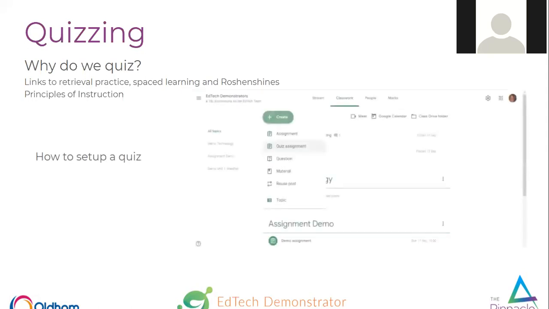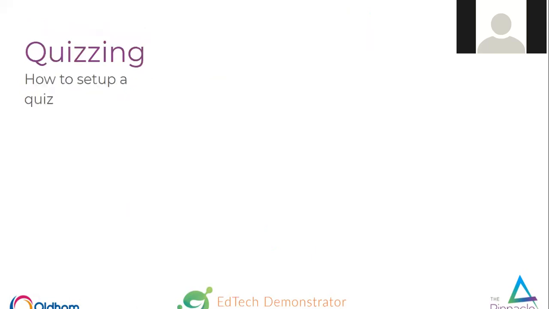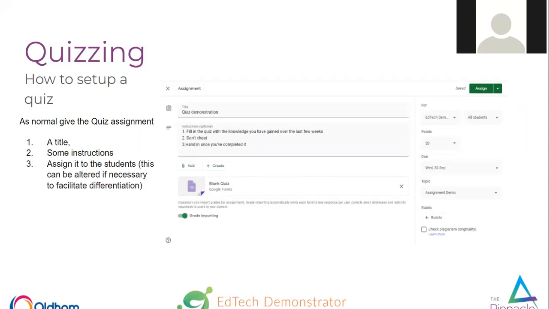So how to set up a quiz, it's exactly the same as where Amy showed you beforehand. You go to your classwork, you go to create, and just underneath assignment, it's quiz assignment. Dead simple. Once you've done that, you need to fill in the brief. You give it a title, so I've just called it quiz demonstration. Then any instructions you want to give to the children. I've said fill in the quiz with the knowledge you've gained over the last few weeks. Don't cheat, and hand in once you've completed it. So it's a simple title, some instructions, and then same as what Amy said, you can assign to the students.